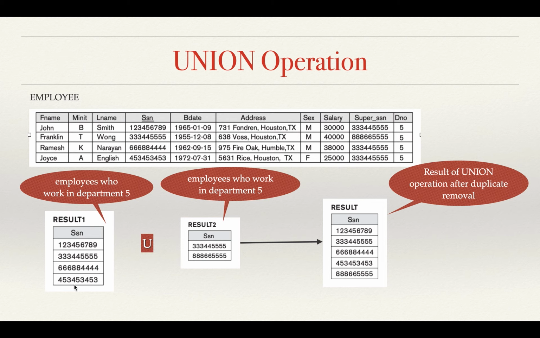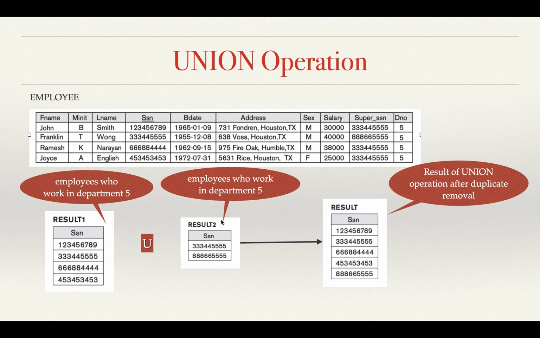What is result 1? Result 1 is the projection of SSN that you extract. So you will get this column of the employee, the employees who work in department number 5. Next, union, right? What is this result? Result 2 is a projection of super SSN. In super SSN you can see there are 4 tuples, of which only 2 are unique or distinct.